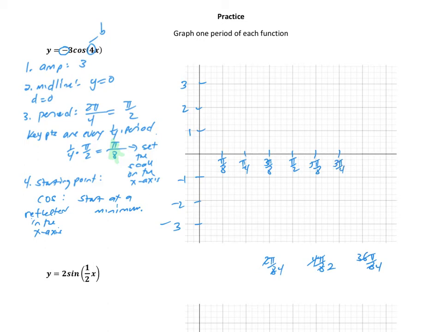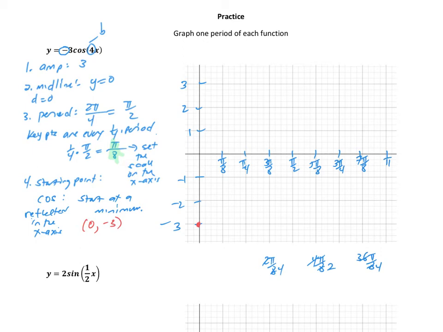So remember, we were at 6 pi over 8. Add 1 more pi over 8. That's going to be 7 pi over 8. And then 8 pi over 8, which simplifies to pi. So now we have the scale on the x-axis. The starting point we determined was a minimum. So that means at the y-axis, this is going to start at 0, negative 3. So let's go ahead and plot that, 0, negative 3.